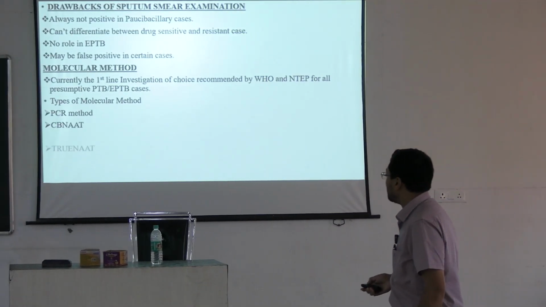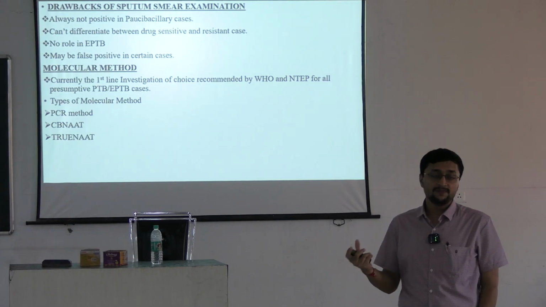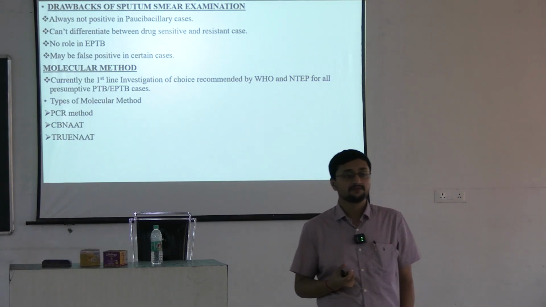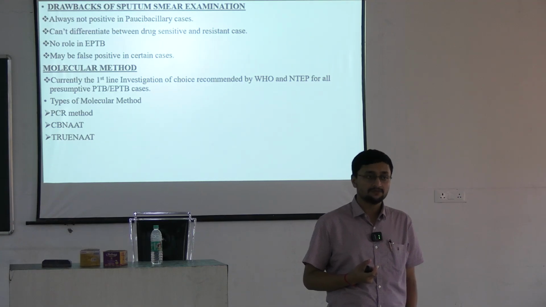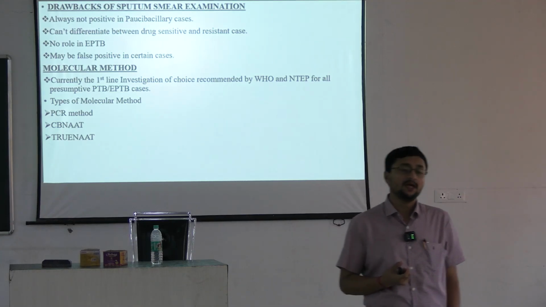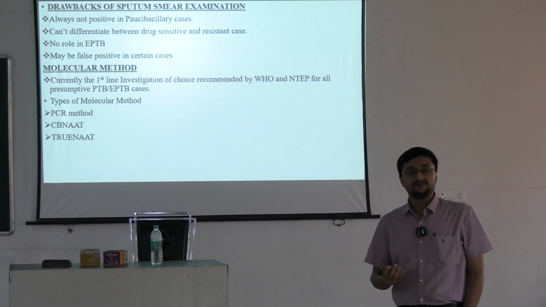And there are different types of molecular method. CBNAAT and TrueNat are PCR methods. CBNAAT, what is the full form of CBNAAT? Very good. Cartridge based nucleic acid amplification test. So TrueNat is less specific than that of CBNAAT.